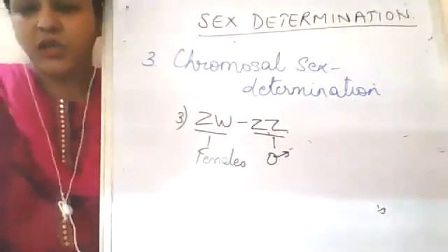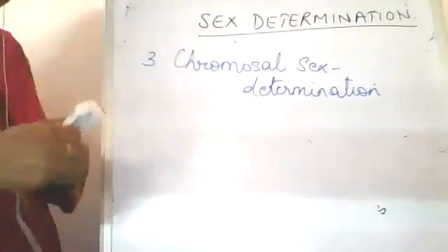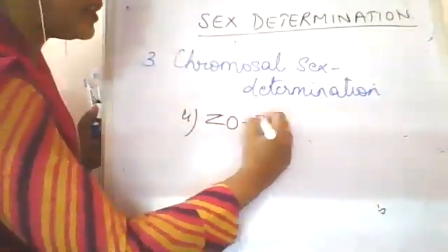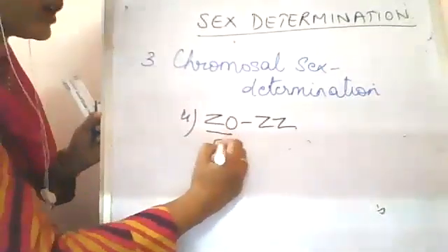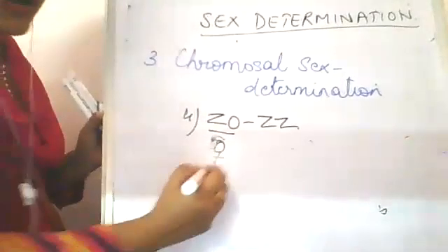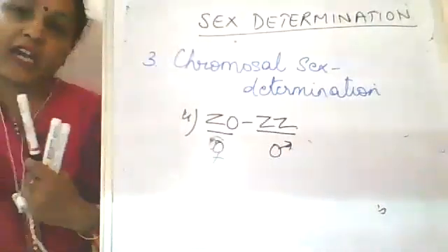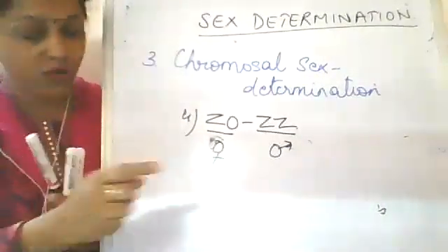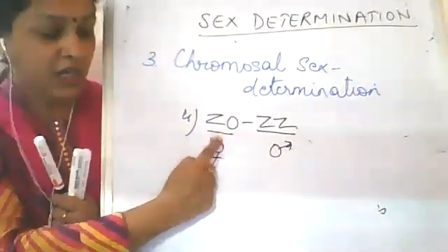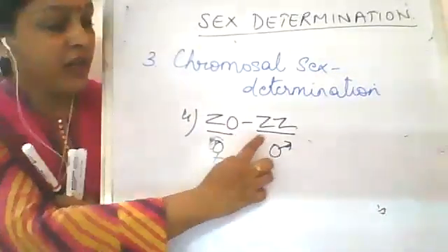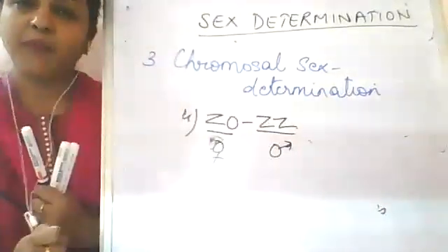Okay, then we come to the last type, that is the Z0, ZZ type. In this, the Z0 are the females. So again, the females are heterogametic, and the males are homogametic. But the condition here is that females have only one sex chromosome; the other sex chromosome is absent. So if only one sex chromosome of Z type is present, the child will develop into a female child. If two sex chromosomes of ZZ type are present, the child will develop into a male child.